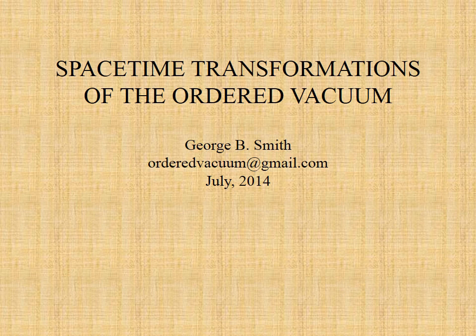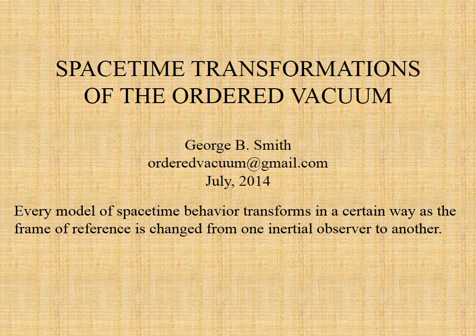Space-time transformations of the ordered vacuum. Every model of space-time behavior transforms in a certain way as the frame of reference changes. The frame of reference can change location in space or in time. The resulting transformation is called a translation. It can change orientation, in which case the resulting transformation is called a rotation.